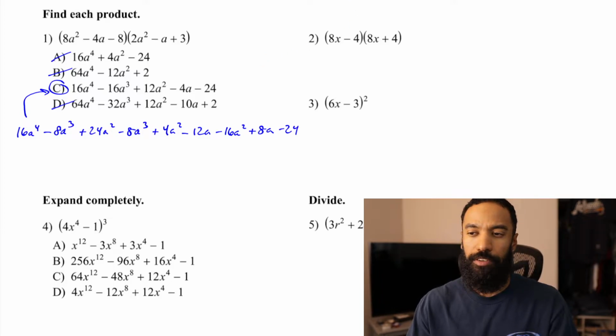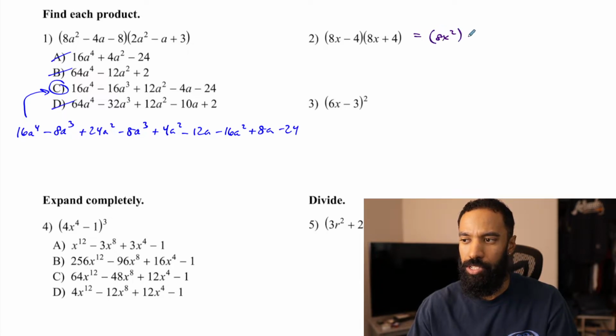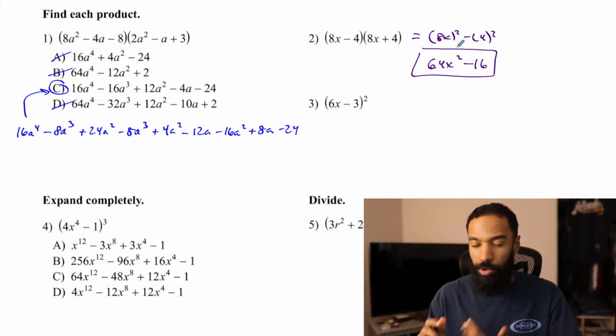Okay, number 2. This is a difference of two squares, and you could FOIL the thing out, but the middle terms will cancel. It's kind of worth showing that it is just this squared. It is 8x quantity squared minus 4 squared, which 8 squared is 64, and then 4 squared is 16, like that. And again, it's important to practice that.